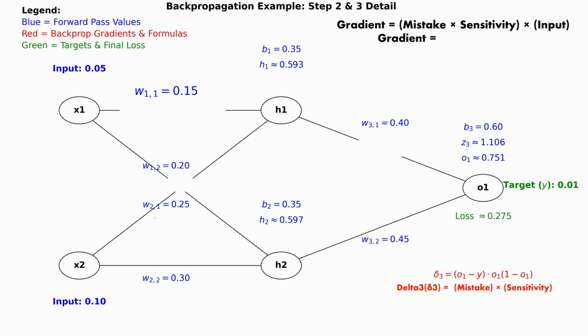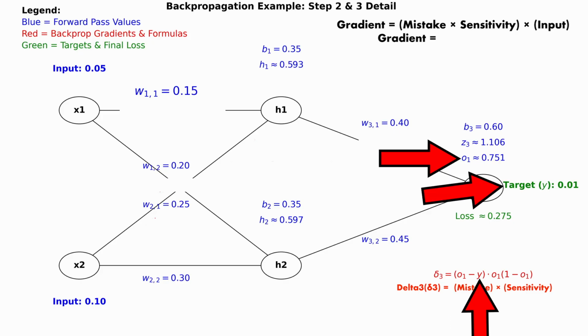We compare our prediction to the target. Our prediction was roughly 0.75. The target was 0.01. So our raw mistake is roughly 0.74. We guessed way too high.